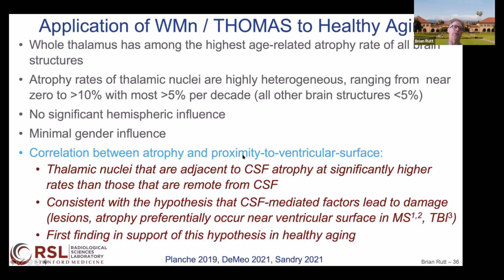but this interesting correlation between atrophy and proximity to ventricle surface. This is consistent with the hypothesis that's coming from the MS world, and looks like a little bit of literature in TBI as well, that there may be CSF-mediated factors that lead to damage. Lesions occur close to ventricular surfaces, and atrophy is known to preferentially occur near ventricular surfaces in MS and TBI. So ours looks like the first finding of something like this in healthy aging.